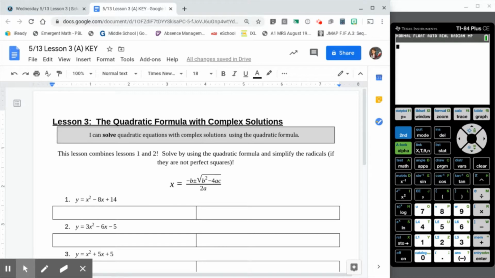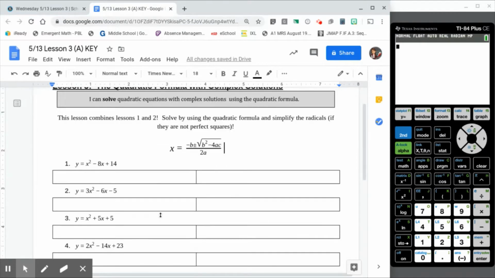So we're going to solve by using the quadratic formula and then simplify the radicals if they are not perfect squares. In lesson 1, all of the radicals, or the square roots, were perfect squares. They came out nice. Today they are not going to, so we're going to have that extra step. If you remember, when we start solving quadratics, we always have to set the equation equal to 0, or replace y with 0, because we're finding the zeros. Other words for zeros are roots, solutions, and x-intercepts.